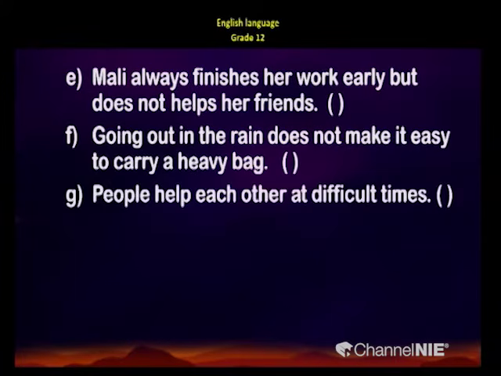Yes. Next one, people help each other at difficult times. Subject is plural, people. So, the verb help is correct because it is again a plural verb. So, the sentence is correct. People help each other at difficult times.